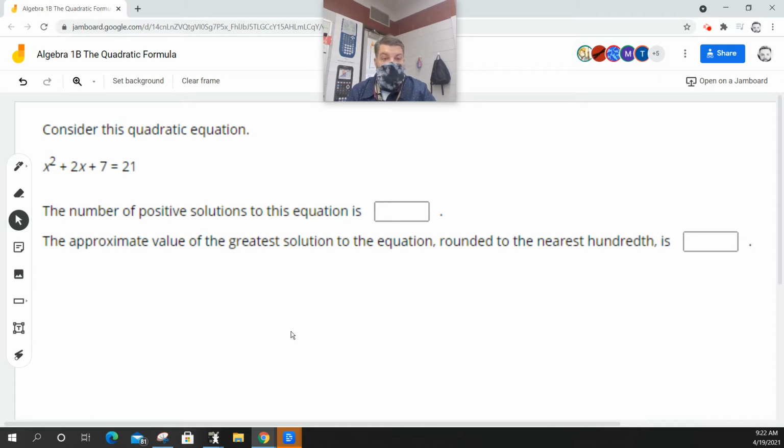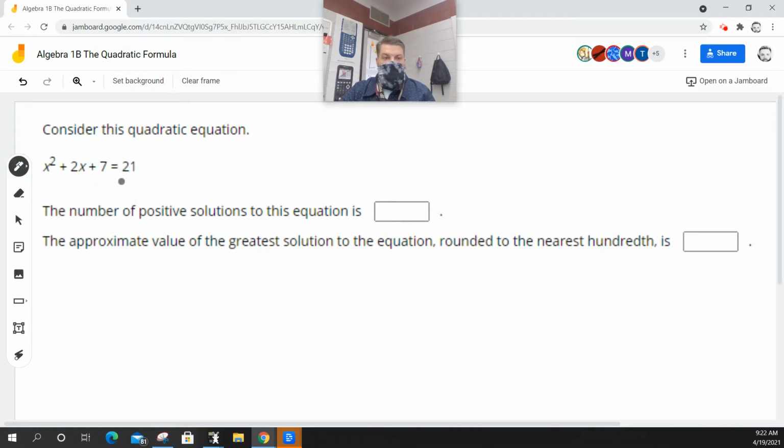So it says consider this quadratic equation. The number of positive solutions for this equation is, we don't know yet, we gotta solve it. And then it says the approximate value of the greatest solution to the equation rounded to the nearest hundredth. I guess they want us to use the quadratic formula. So let's do it.